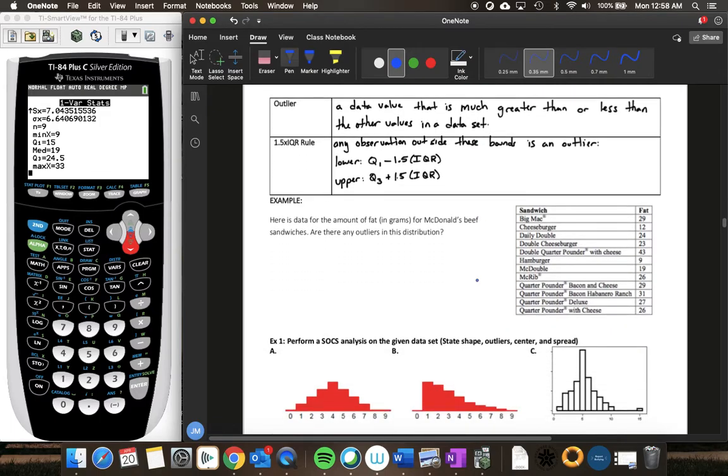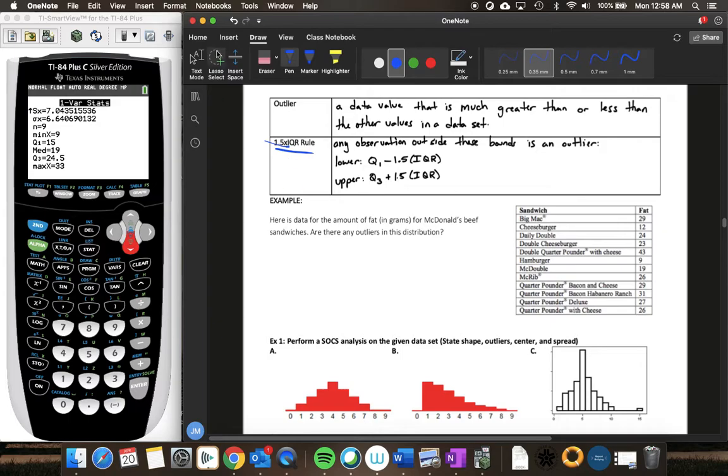So to find the outlier numerically, a data value that is much greater than or less than the other values in the data set is what's called an outlier. To find that, any observation that comes outside of these bounds is an outlier. So the bounds that we're going to find, kind of our boundaries, if you will. For the lower bound, we're going to take Q1 minus 1.5 multiplied by your interquartile range, hence the 1.5 times IQR rule. For the upper, we're going to take Q3 plus 1.5 multiplied by your interquartile range.